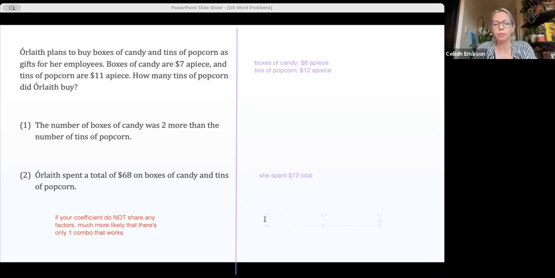But if your coefficients share factors, probably more than one situation works. So you probably need 2 equations.